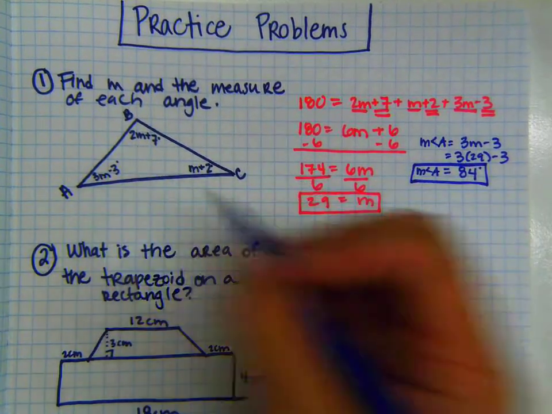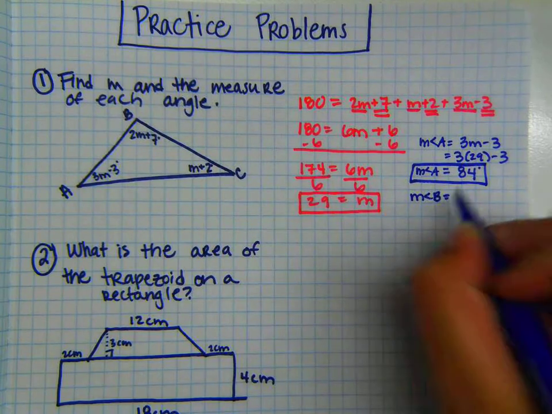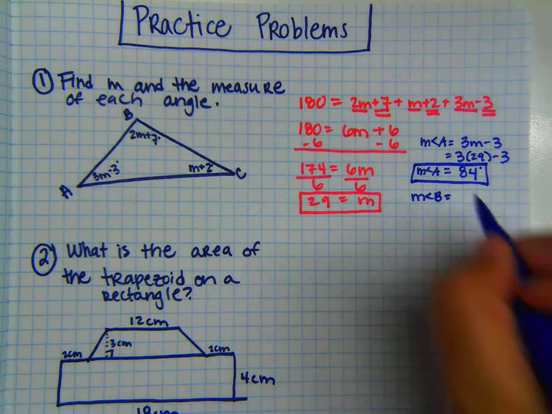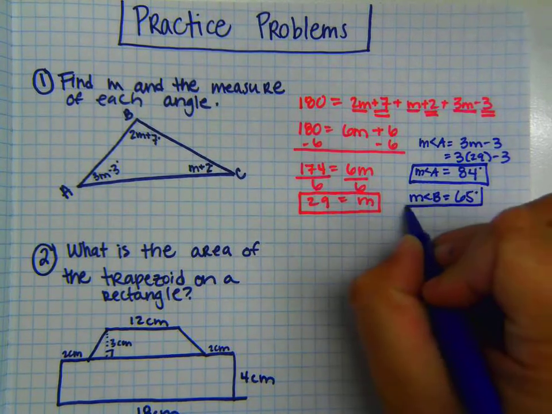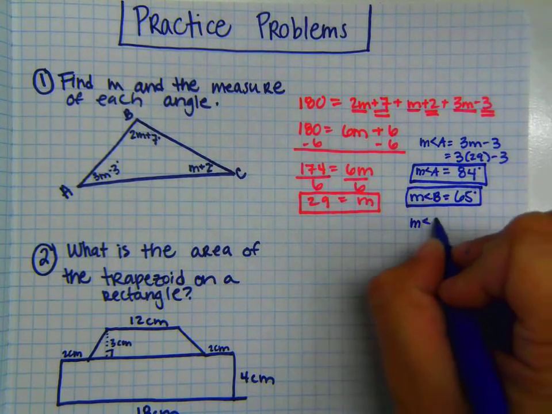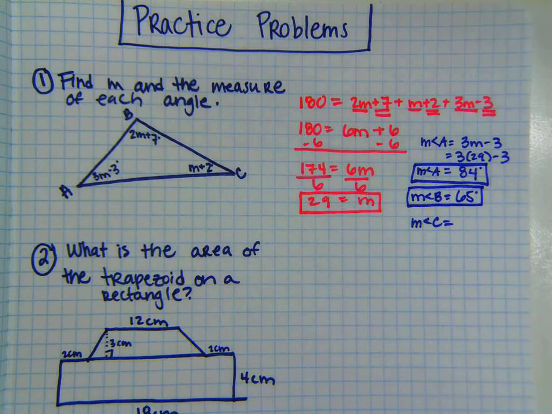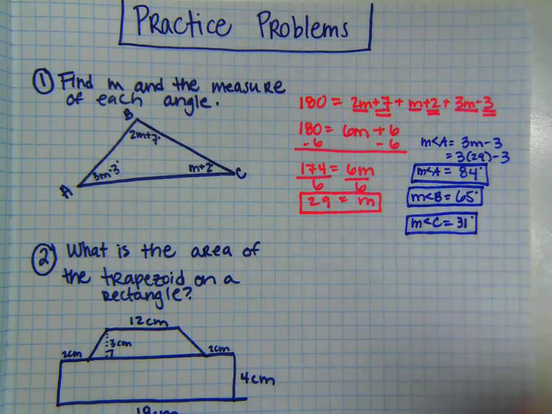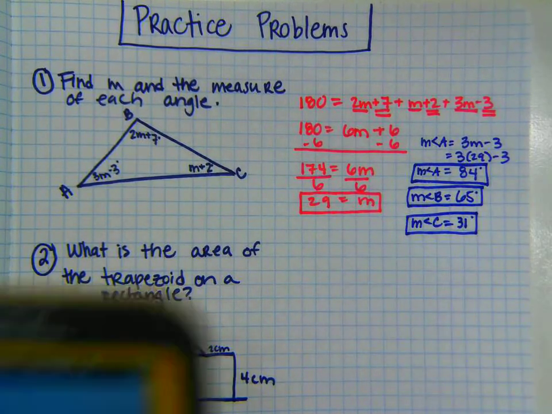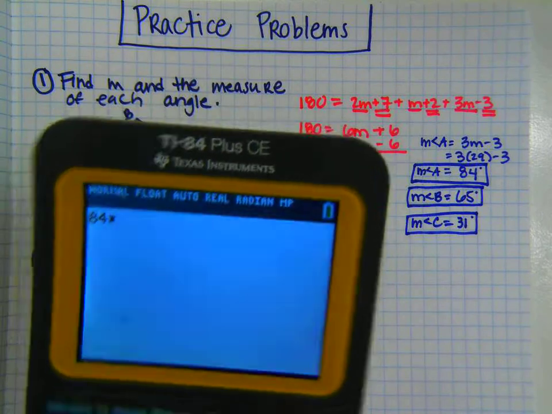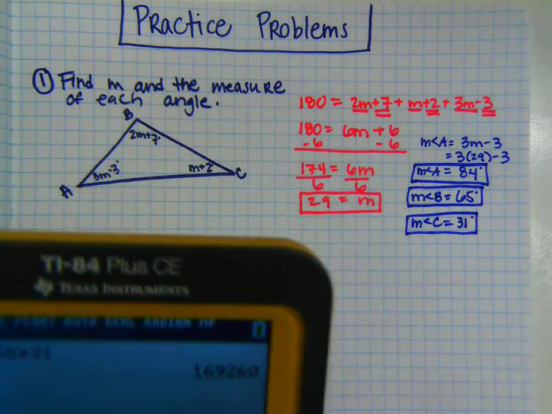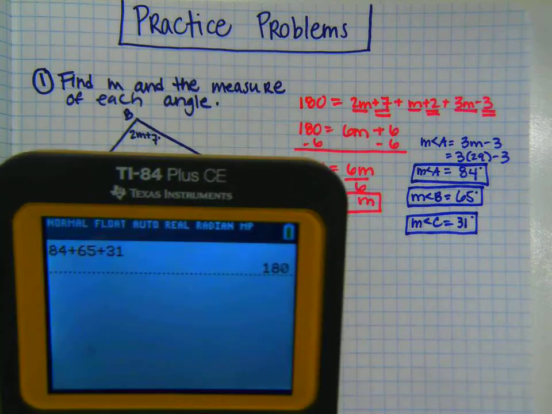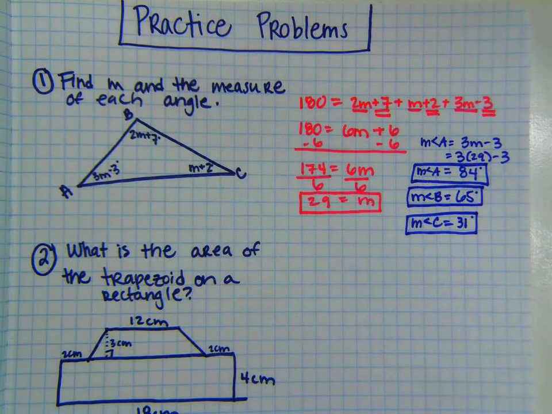You continue doing that for B. We're going to do 2 times 29 plus 7, 65 degrees. And then finally, the measure of angle C is going to be m plus 2, so 29 plus 2 is 31 degrees. And to check my work, I can actually add all those up. So if I do 84 plus 65 plus 31, you'll see that it does equal 180, which is exactly what you wanted.